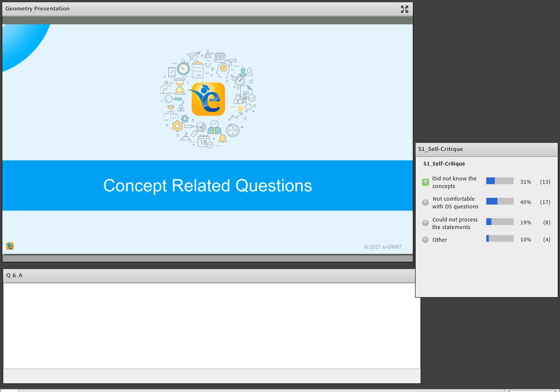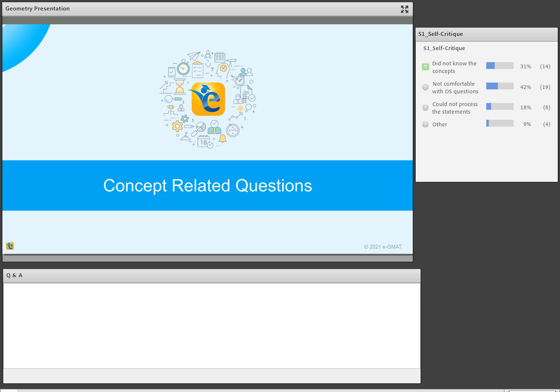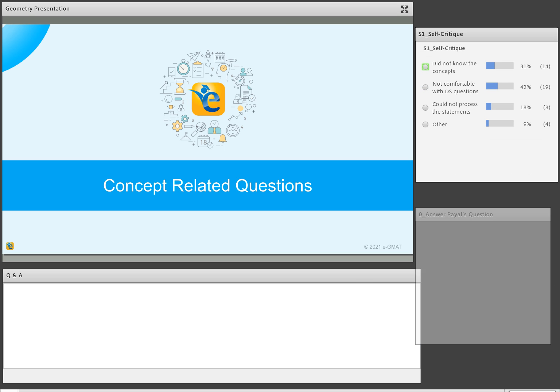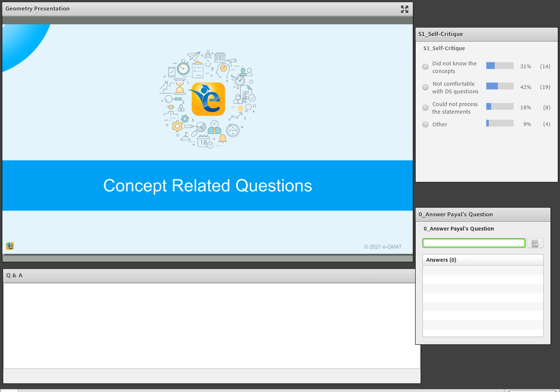So 31% of the class faced problems with these questions because they didn't know the concepts. Then we have 42% of the class who faced problems because they're not comfortable with DS questions and could not process the statements. That's similar, 18%, and then other was 9%. So 4 of you who entered other, tell me what is it that you faced problems with? What is this other thing?